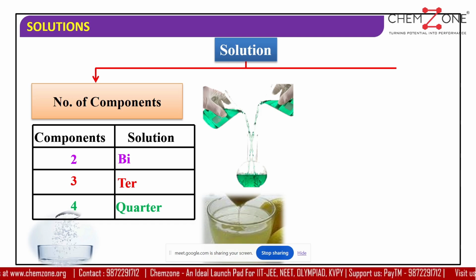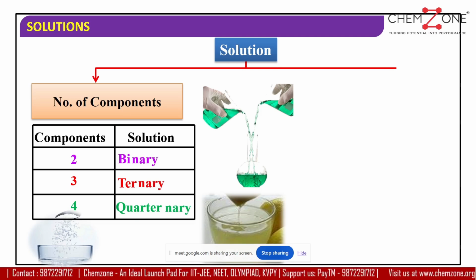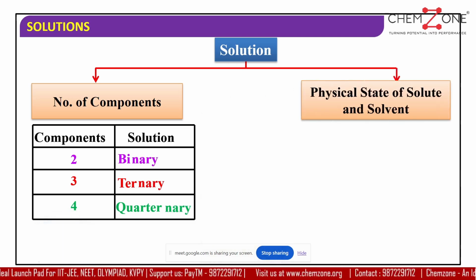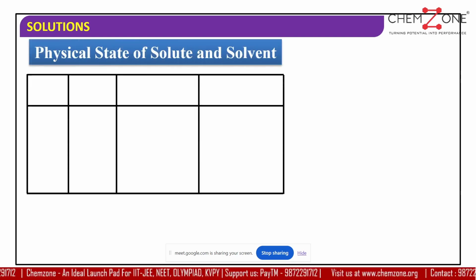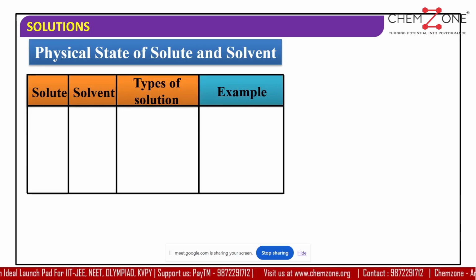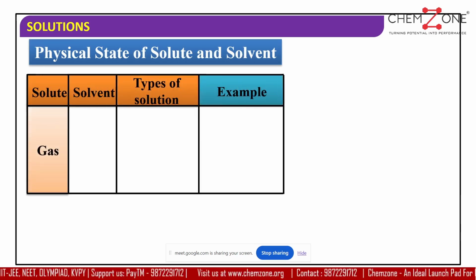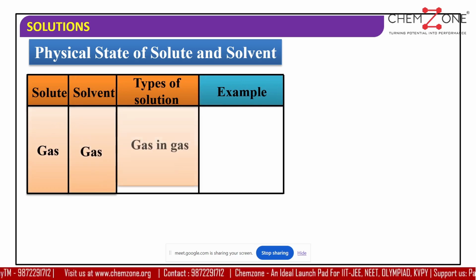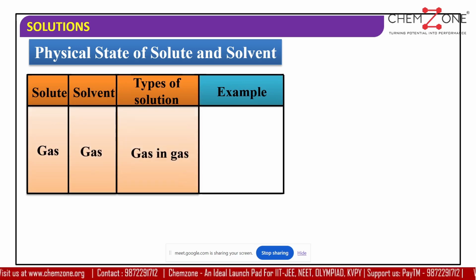Noted sir. Binary, ternary, quaternary. Now we're going to classify it based upon the physical state of the solute and solvent. Suppose I say solute is gaseous, solvent is also gas. So we say the solution is a gas in gas type of solution.